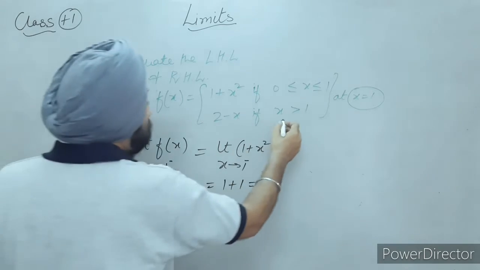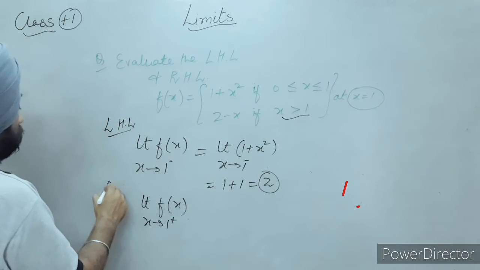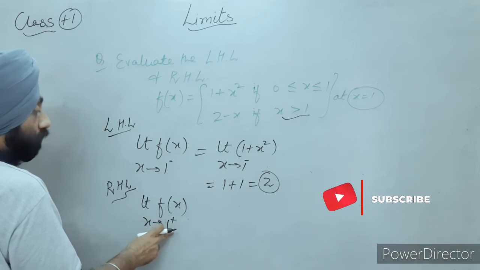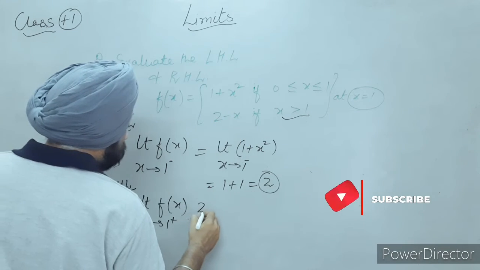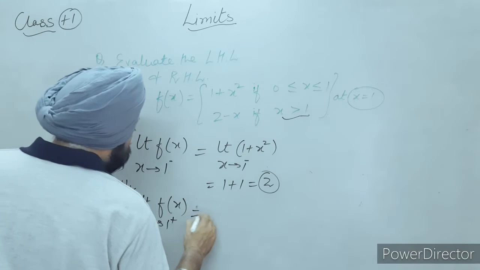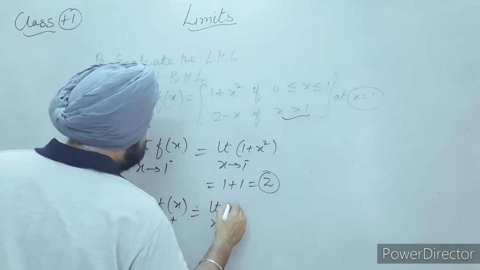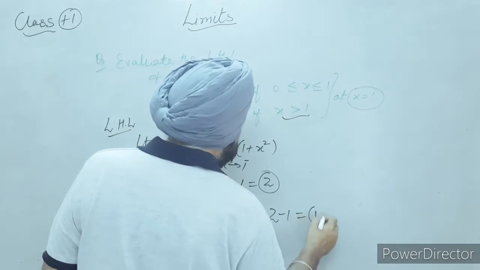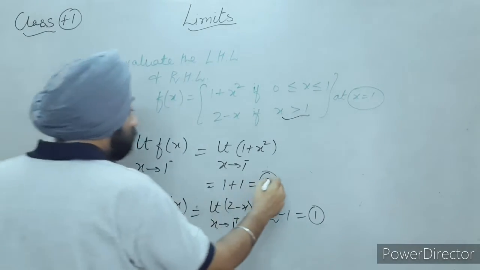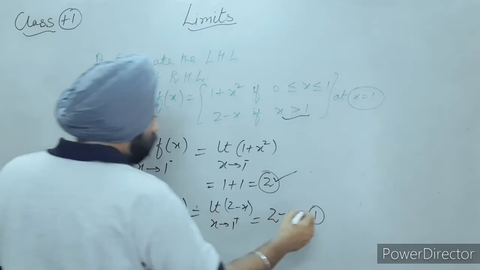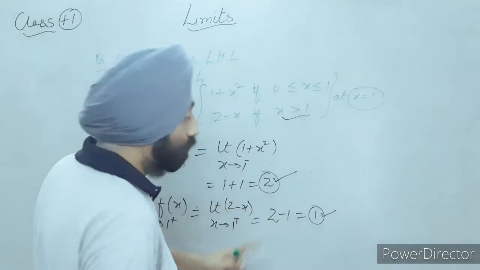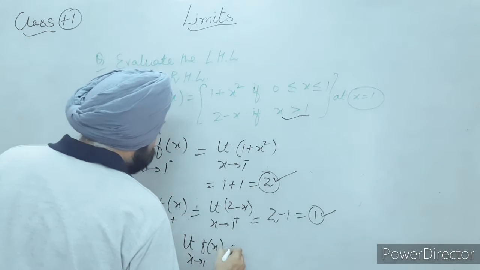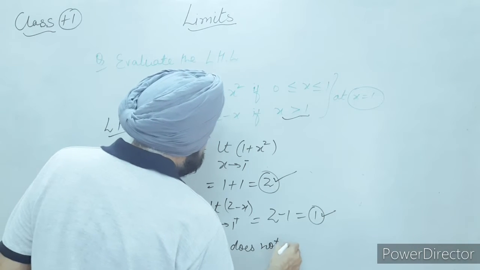1 plus means when x is greater than 1, from the right hand side. That's why I'm calculating the right hand limit. Now, limit of f of x, my input is 1, the function is 2 minus x. So I can write limit x approaches 1 positive, 2 minus x, it is 2 minus 1, the answer is 1. So the left hand limit of the function is 2, the right hand limit of the function is 1, both are not equal. So I will say the limit as x approaches 1 of the function does not exist.